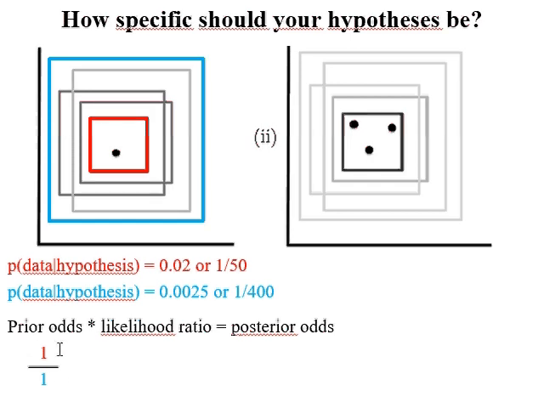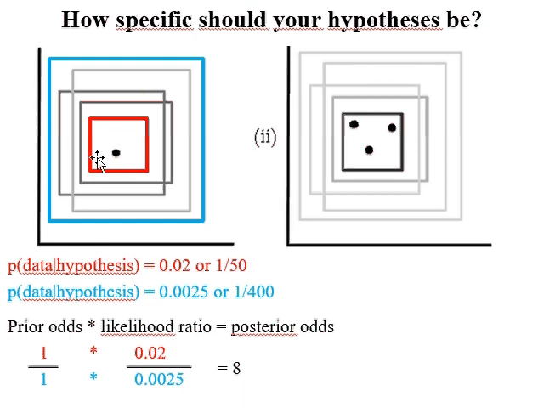So my prior odds are 1 to 1. They're equally likely. The likelihood ratio now is exactly what it says on the tin. It's the ratio of these likelihoods, these conditional probabilities. So that is 0.02 divided by 0.0025, or the 1 in 50 against the 1 in 400. And that equals a ratio of 8.